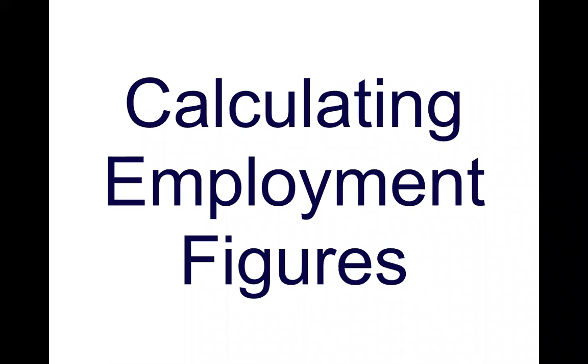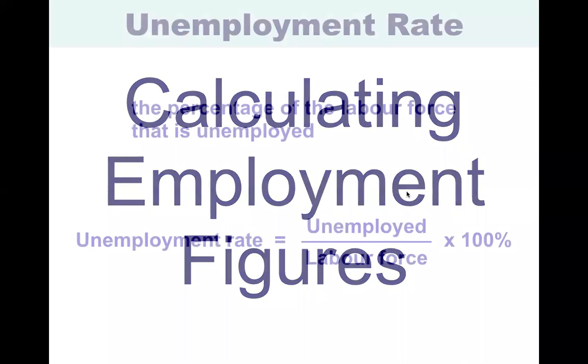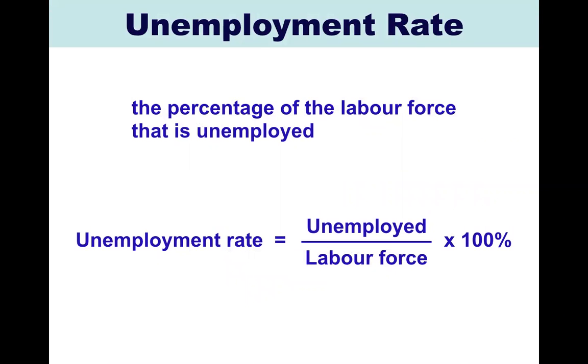So let's start calculating employment figures. Now again, if you remember your definitions of whether people are employed, unemployed, or not in the labor force, this is a fairly straightforward section. First off, we have the unemployment rate. Now, the unemployment rate is essentially the number of people that are unemployed relative to those that would like a job. So the labor force is your employed plus your unemployed. The unemployment rate is the unemployed divided by the labor force. And of course, we're going to convert this into a percentage.